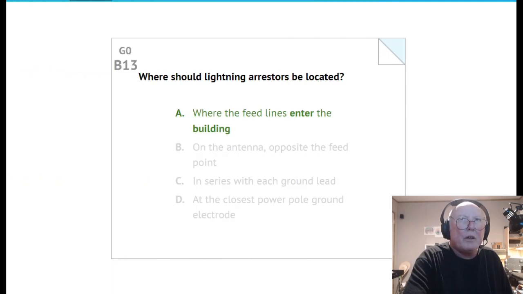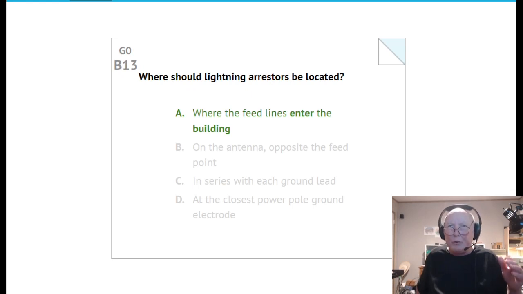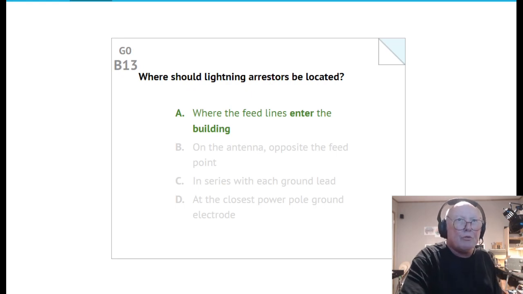Where should lightning arresters be located? Well, they've already asked that question, just in a little bit different words. Where the feed lines enter the building. So right outside your opening, your shack window, or however you get your coax and things in the house, right outside, outside of the wall, you put your lightning arrestor right there. So it's close to the shack and outside to keep you safe.